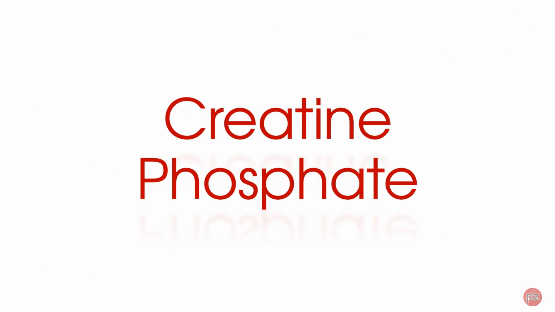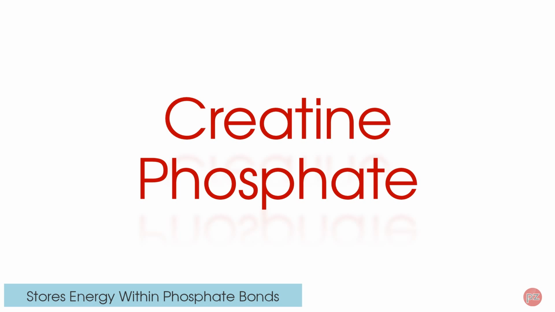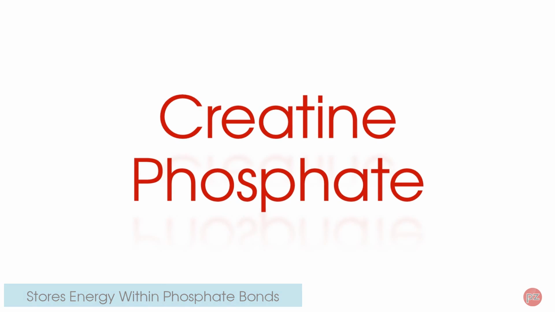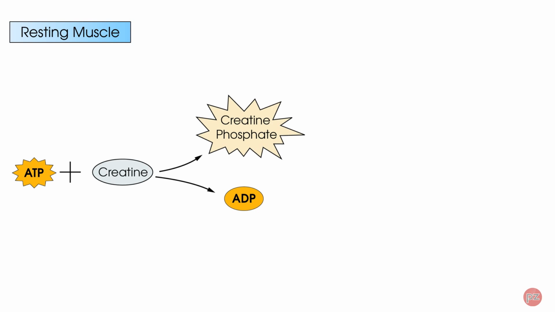So creatine phosphate is a molecule which can store energy within its phosphate bonds. Whilst a muscle is relaxed, it produces more ATP than is required for its resting metabolism. And this excess of ATP transfers a phosphate group to creatine, producing ADP, adenosine diphosphate, and creatine phosphate. This acts as a very quick energy reserve for creating ATP.